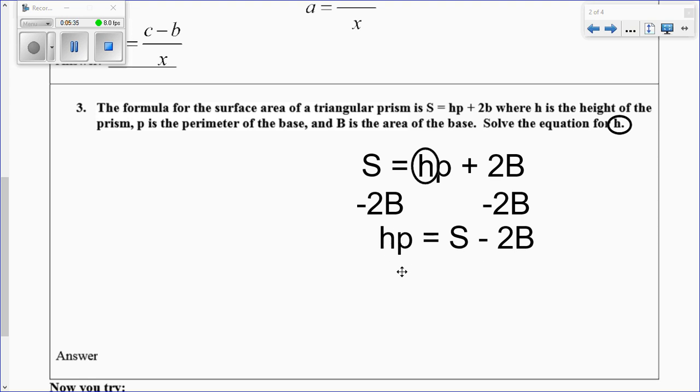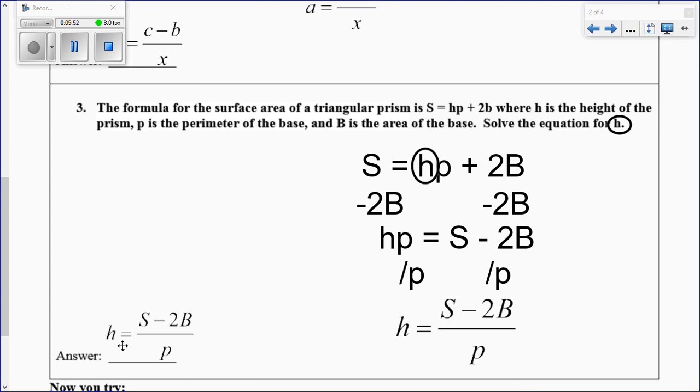Now I can get rid of the p by dividing both sides by p. The p's here will cancel out. I could just divide this whole side by p and leave it like that, or I could divide each one by p. It's kind of up to you. And that's all I can do.